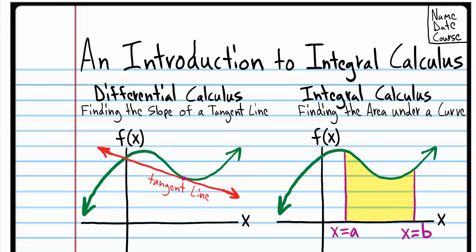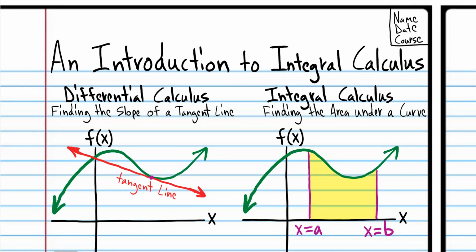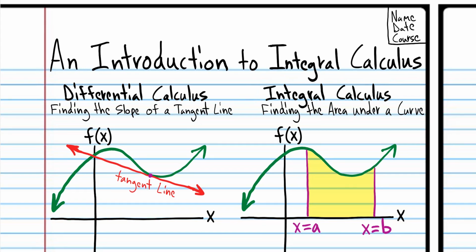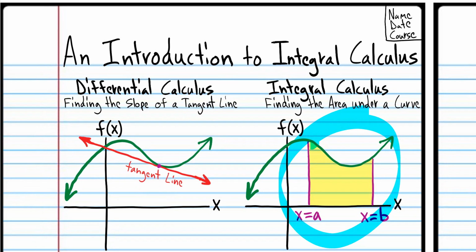So far in this course, we have been covering differential calculus, and that's where we try to find the slope of a line that is tangent to the graph of a function. In the second half of this course, we're going to learn something called integral calculus, which is where we find the area under the graph of a function, that shaded yellow area there, specifically the area between the graph of the function and the x-axis.